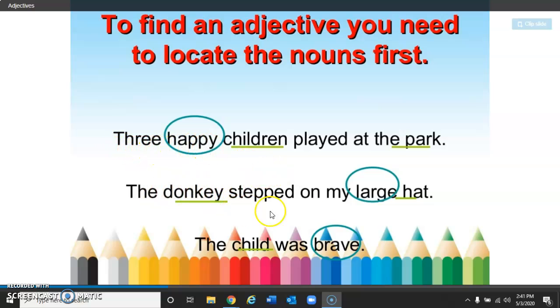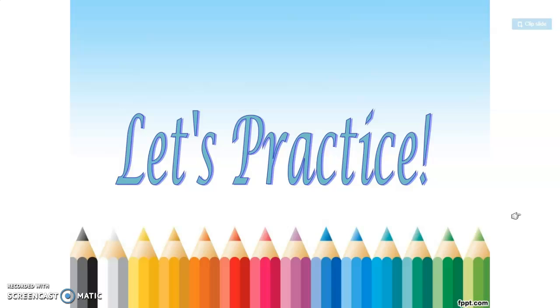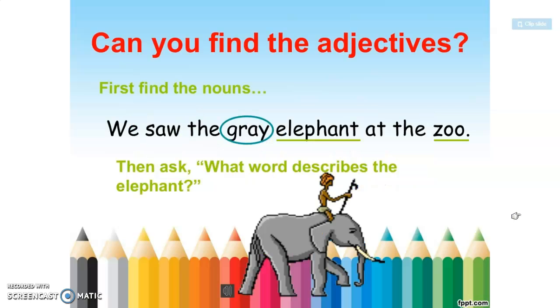We have the donkey stepped on my large hat. What kind of hat? Large hat. The child was brave. What kind of child? Brave child. We saw the gray elephant at the zoo. What kind of elephant? A gray elephant.